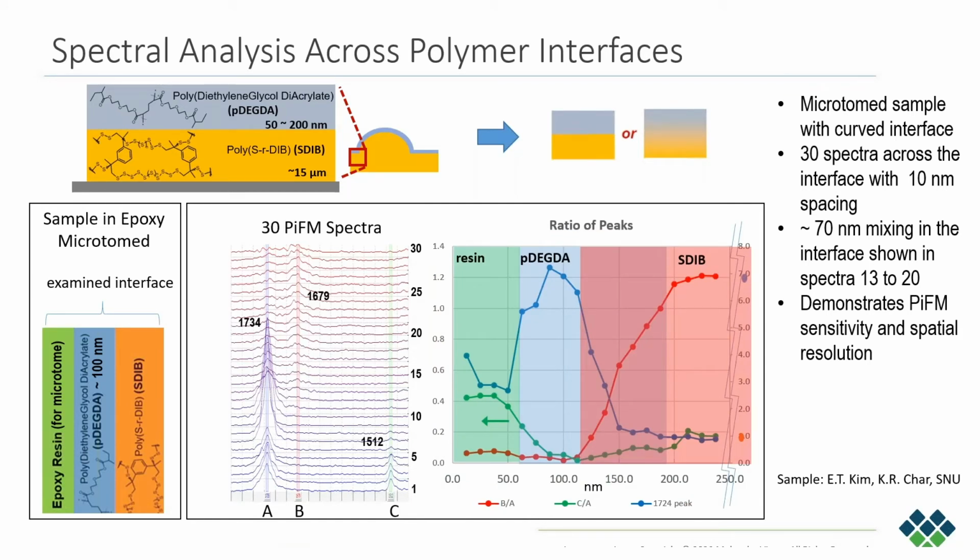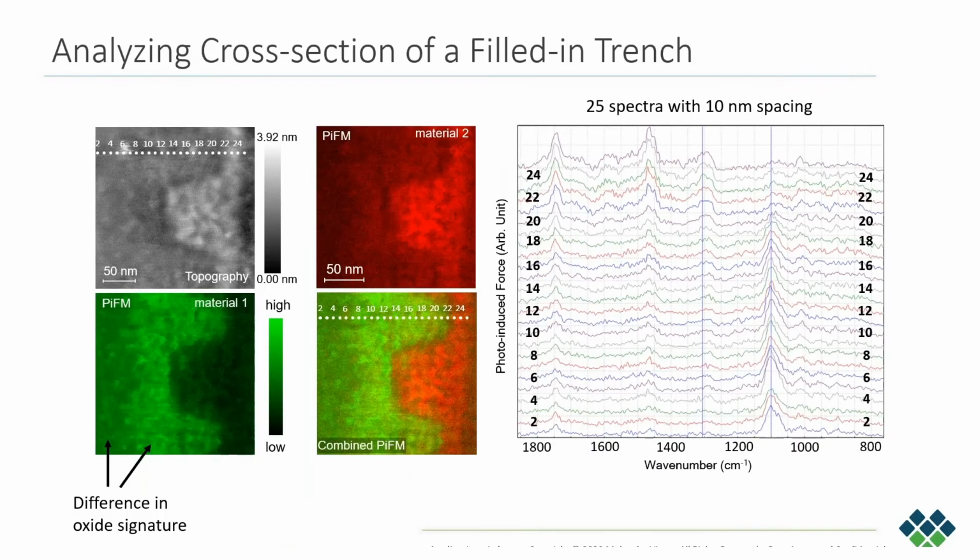Here we're comparing the ratio of the peaks at A, B, and C divided by the peak at A, and you can see that the red, corresponding to the SDIB, and the blue, corresponding to PDAGDA, gradually mix from about 120 to 190 nanometers. So actually there is about 70 nanometers of mixing instead of a sharp interface.